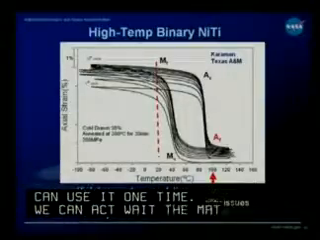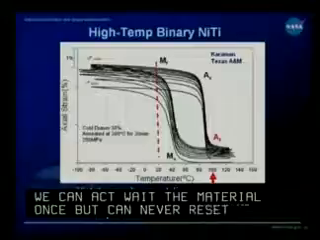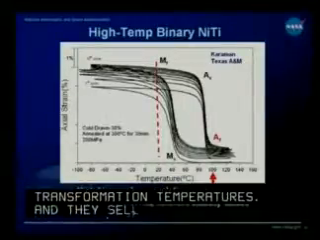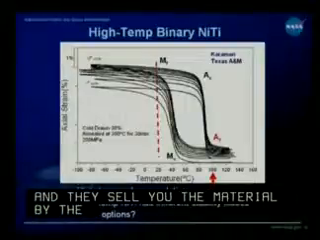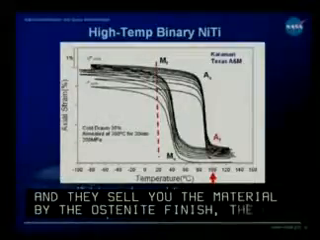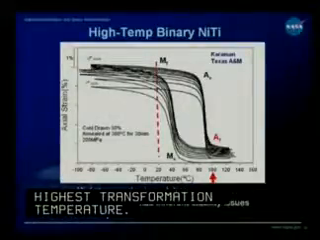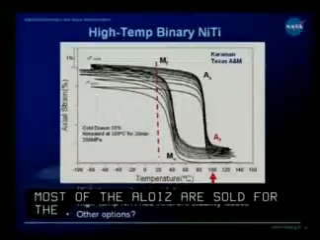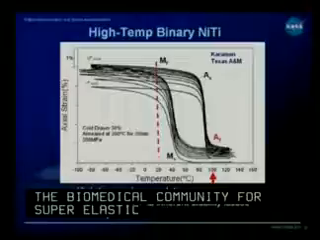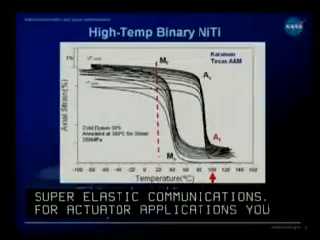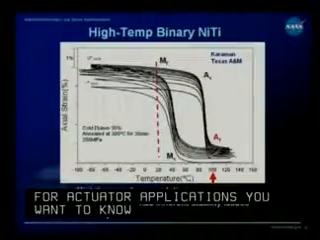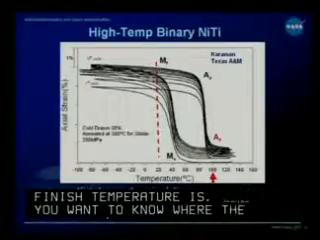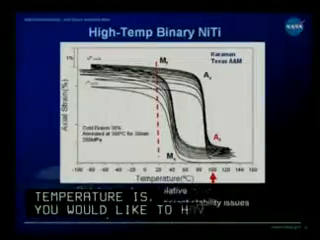Because remember, there are 4 characteristic transformation temperatures, and they sell you the material by the austenite finish, the highest transformation temperature. They do that for reasons, because most of the alloys are sold to the biomedical community for superelastic applications. But for actuator applications, you want to know what the martensite finish temperature is. You would want to know where the MF temperature is, because you would like to have your environment below that in order to turn your actuator on and off.